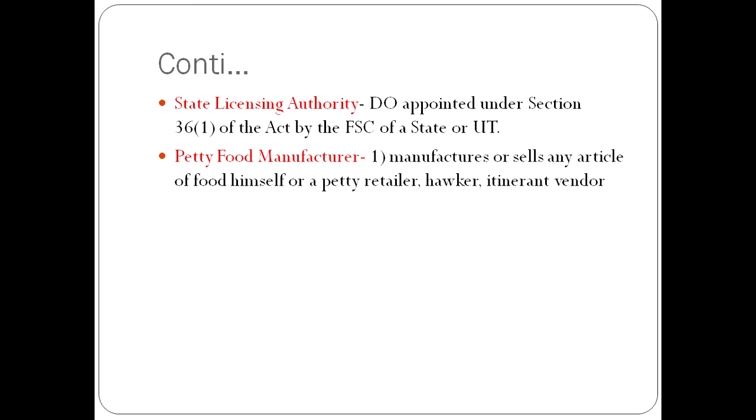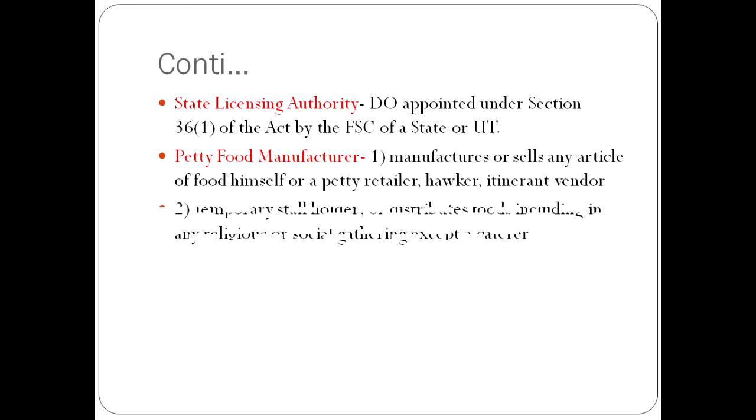The petty food manufacturer is someone who sells any article of food himself. He is like a small shop owner, a petty retailer, a hawker, or an itinerant vendor. Then he might be a temporary stall holder. He might be putting up a stall for some festivals. He might not be there for the whole period of time, but he might be there during some seasons or during some particular time. So he also comes under the category of petty food manufacturer, or he distributes foods at any religious or social gathering. As I told, he might be there for a temporary time. When his business picks up, he might be there. At other times he might not be there. So these people come under the category of petty food manufacturer.